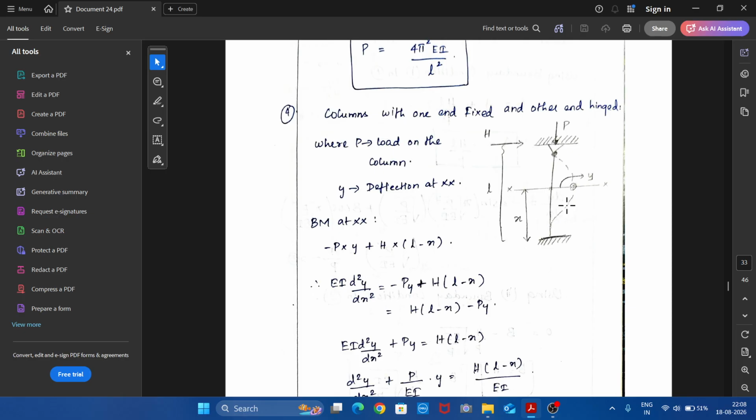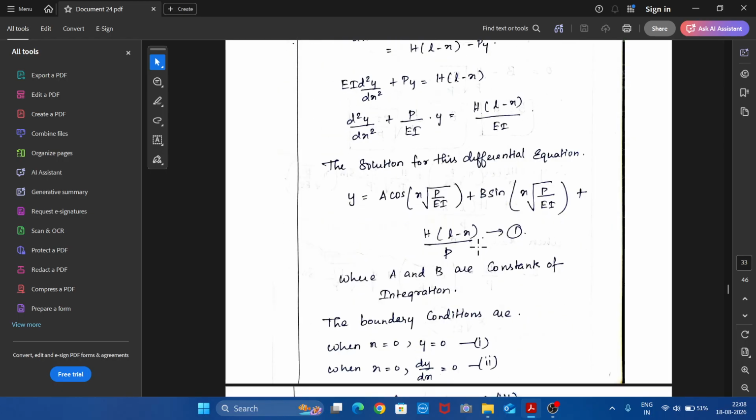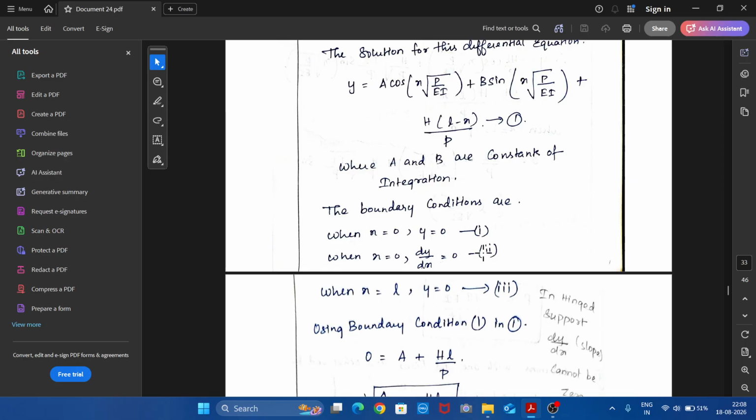If you see the boundary conditions, at a fixed support, slope is 0 as well as deflection is 0. At the hinged end, only deflection is 0. So these can be written in the form of boundary conditions as: when x equal to 0, y equal to 0. Similarly, when x equal to 0, the slope dy by dx is 0. So these are the two boundary conditions for this end. And for this end, x equal to L, so at x equal to L, y equal to 0. So these are the three boundary conditions. We need to substitute and get the values of the constants.